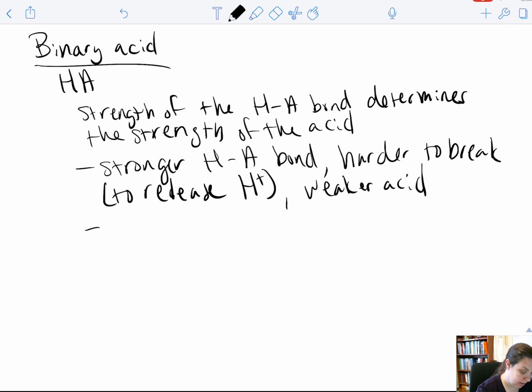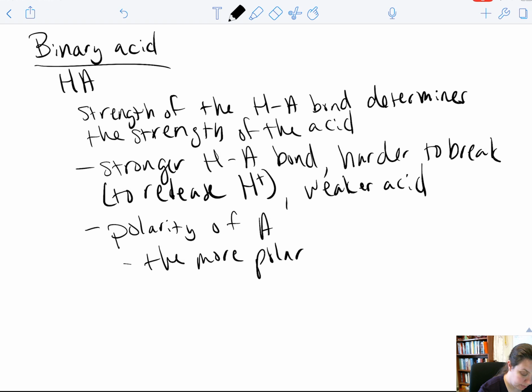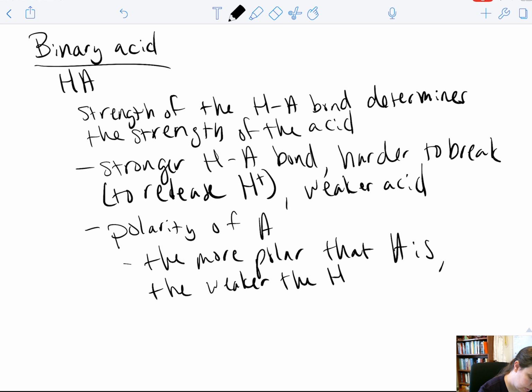Looking at that, we can look at the polarity of A. So, the more polar that A is, the weaker the HA bond, the stronger the acid.